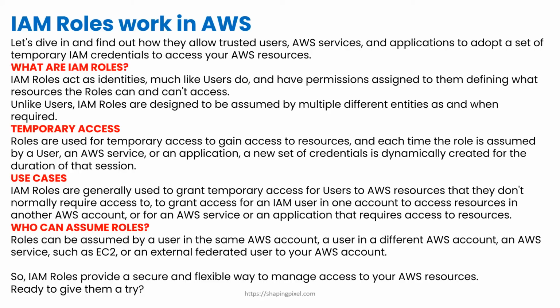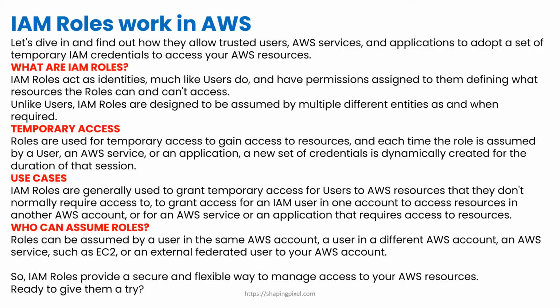Roles are used for temporary access to gain access to resources, and each time the role is assumed by a user, an AWS service, or an application, a new set of credentials is dynamically created for the duration of that session. IAM roles are generally used to grant temporary access for users to AWS resources that they don't normally require access to, to grant access for an IAM user in one account to access resources in another account, or for an AWS service or an application that requires access to resources.